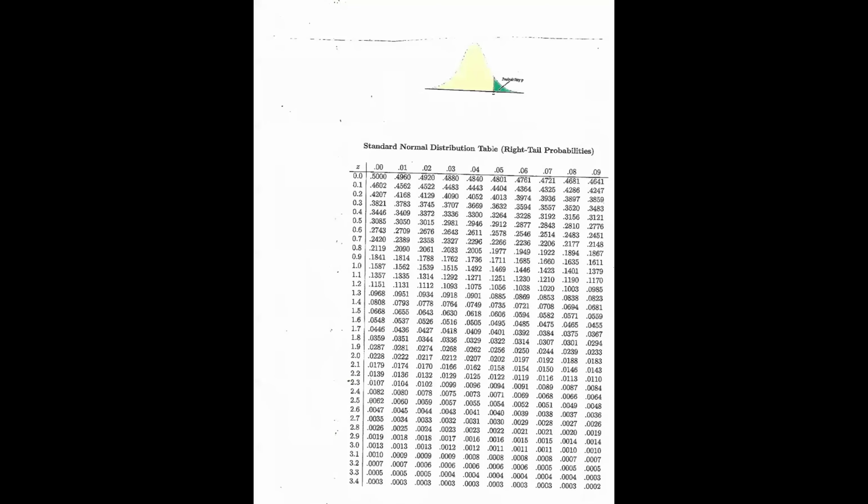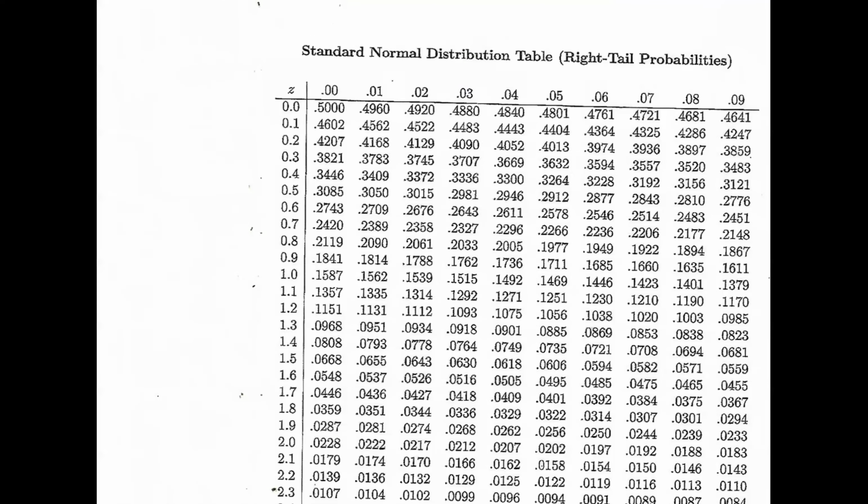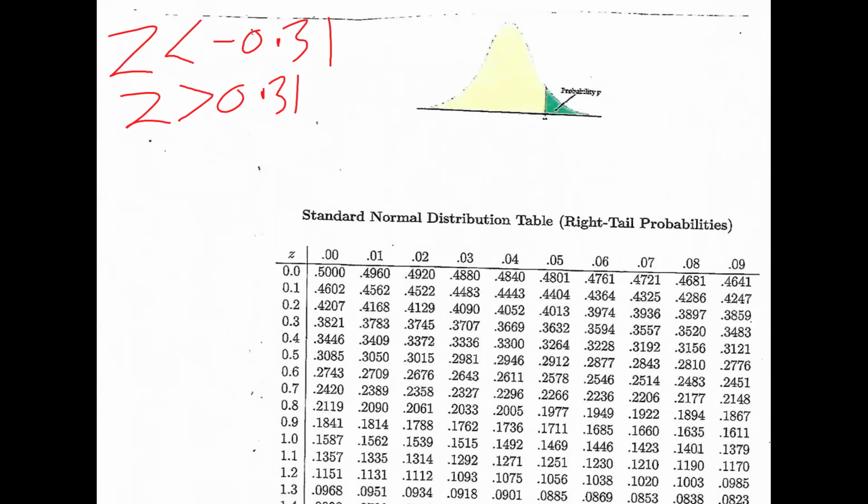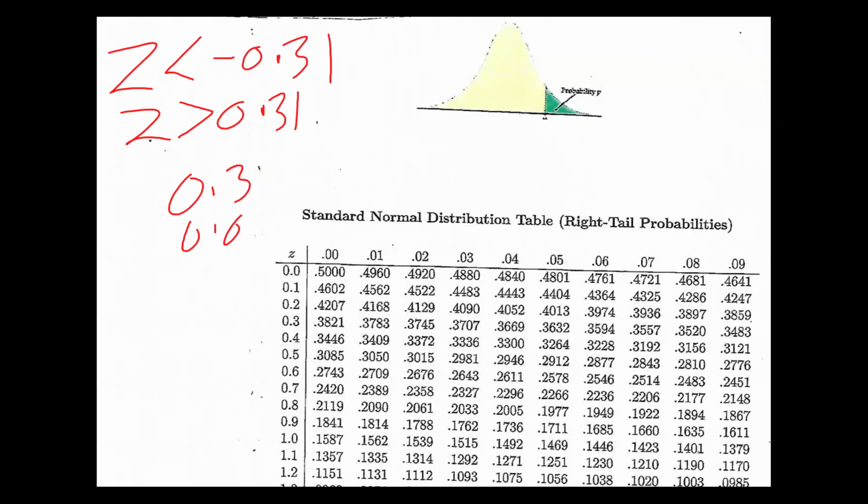Let's start with that first one. It was Z is less than negative 0.31. I say that this is the same as Z is greater than 0.31, correct? Yes. So how do you go about this? First of all, break this down to 0.3 and 0.01, correct? Yes. So 0.3 and 0.01 meet here. The probability is what?